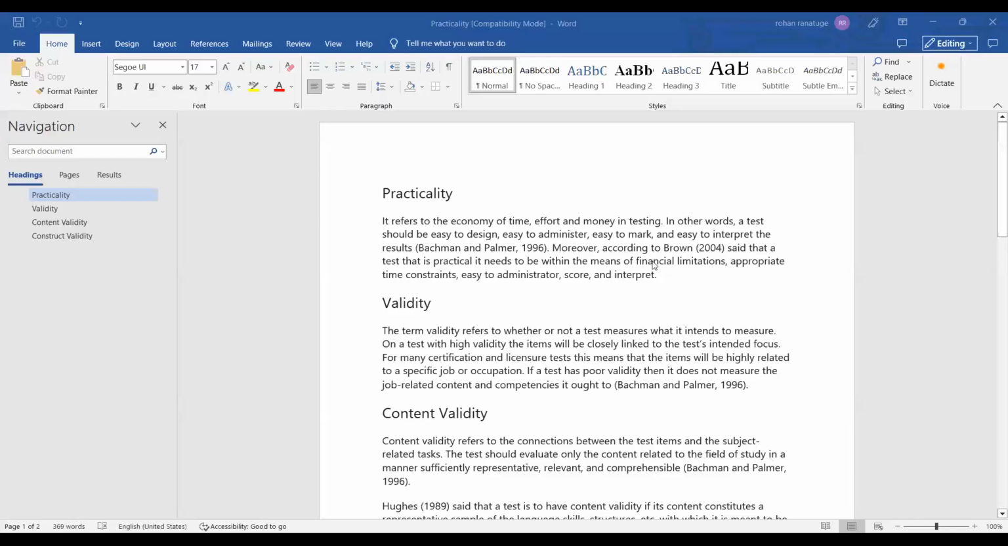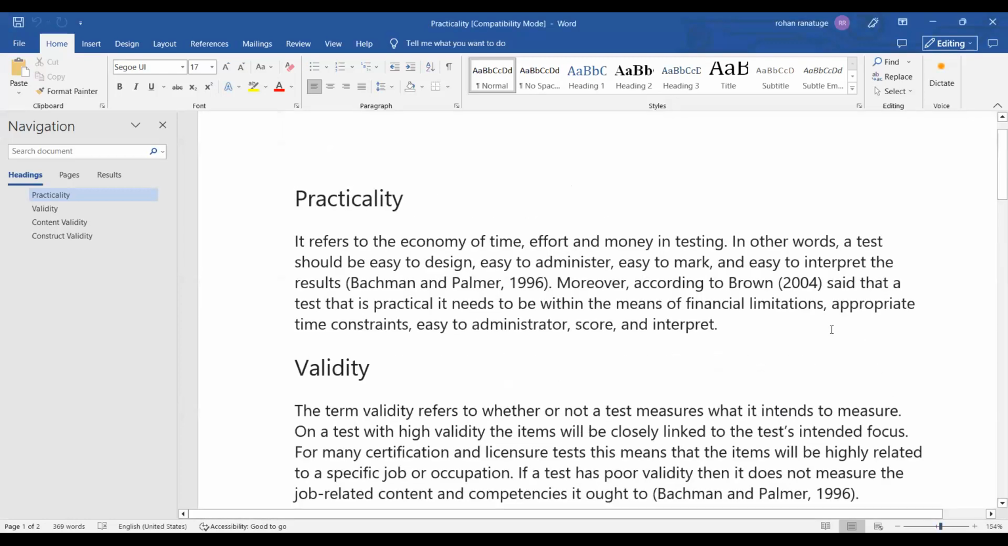Here's a small document about all these things. So there's a small paragraph about practicability. So let's look at it. You can see it. It says practicality or practicability, both are the same. Some people call it practicability, some people call it practicality, right?